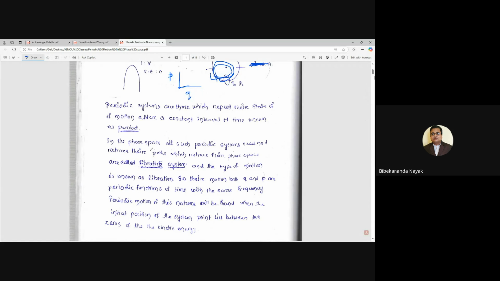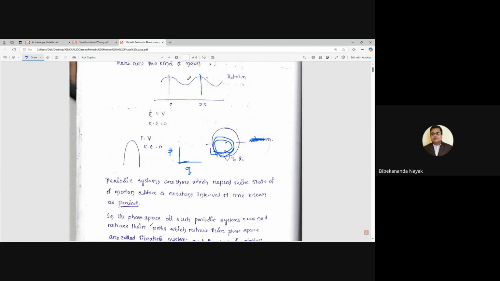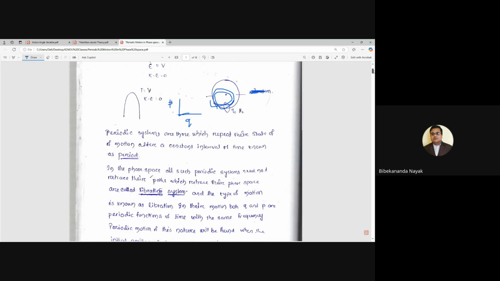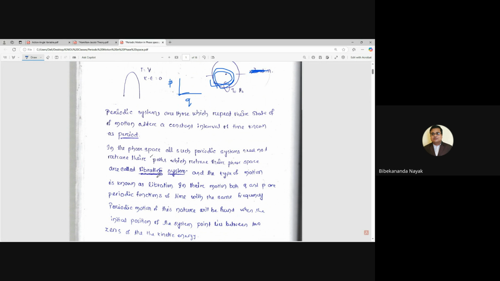Some have this type of path. A sine wave is also a periodic motion, but a sine wave does not repeat its motion like this; here the structure is like this. Paths need not retrace themselves.